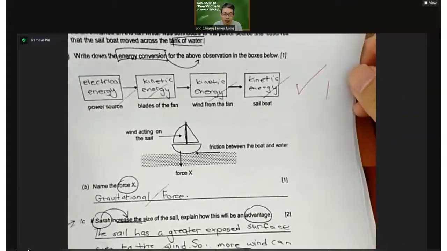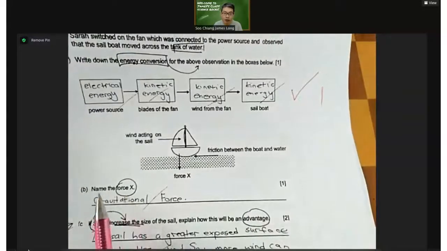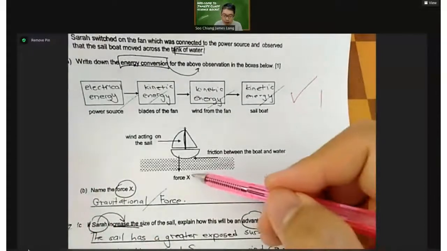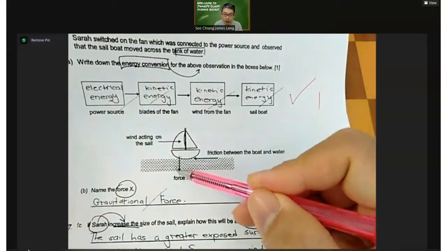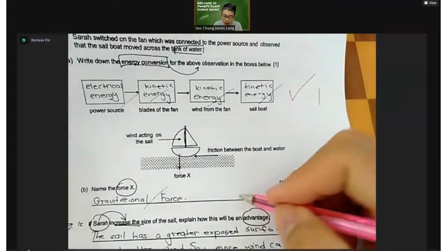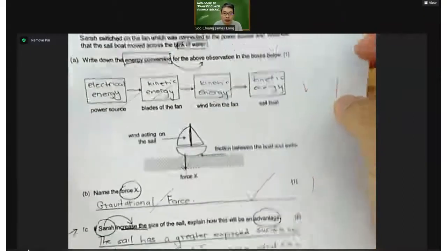Now name the force. Now talk about force, so don't be confused. What's the force X? Now this is the one that's pulling downwards. So look at the arrow. Alright, and this must be your gravitational force. Correct as well. Next one.